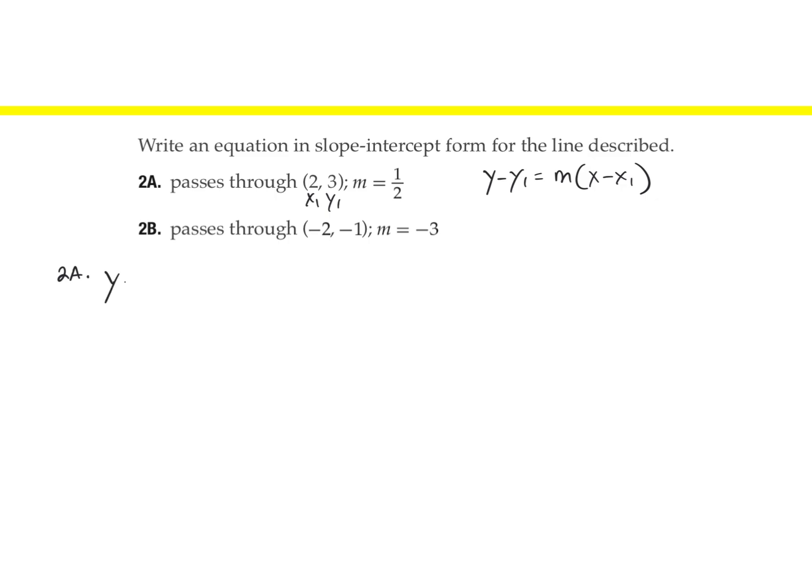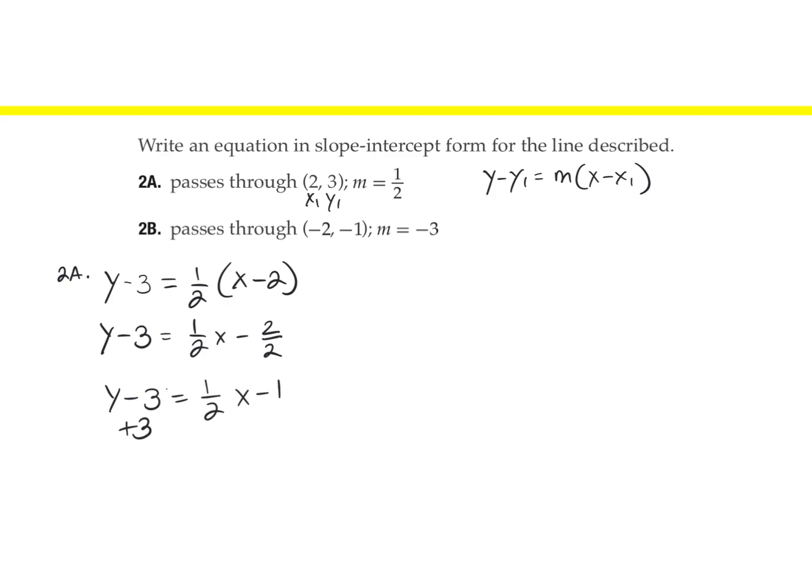So it's going to be y minus 3 equals 1/2 (x minus 2). I'm going to distribute the 1/2: x minus 2 over 2, that's going to become 1. So y minus 3 equals 1/2 x minus 1. I'll add the 3 on both sides and get y is equal to 1/2 x plus 2. So that's going to be my answer for 2a.